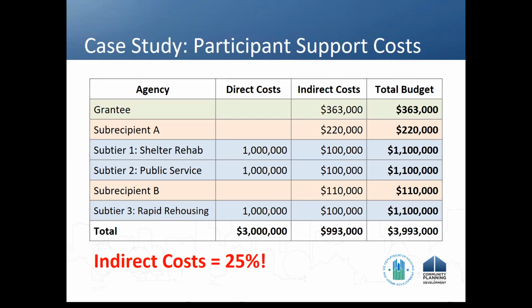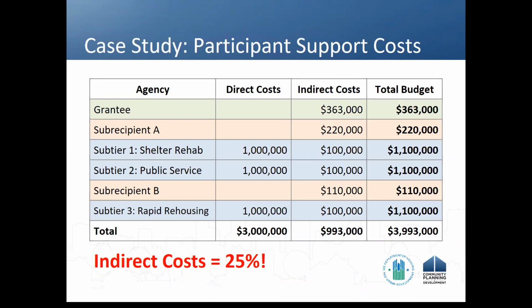Finally, the ESG-CV grantee themselves, the direct recipient of HUD, incorrectly assumes that they too can simply charge a flat rate of 10% of all direct costs for their indirect costs, resulting in an indirect cost budget of $363,000, which equals 10% of the amount of ESG-CV funds their subrecipients were awarded. Because federal regulations do allow each agency to seek reimbursement for indirect costs, that's definitely true.